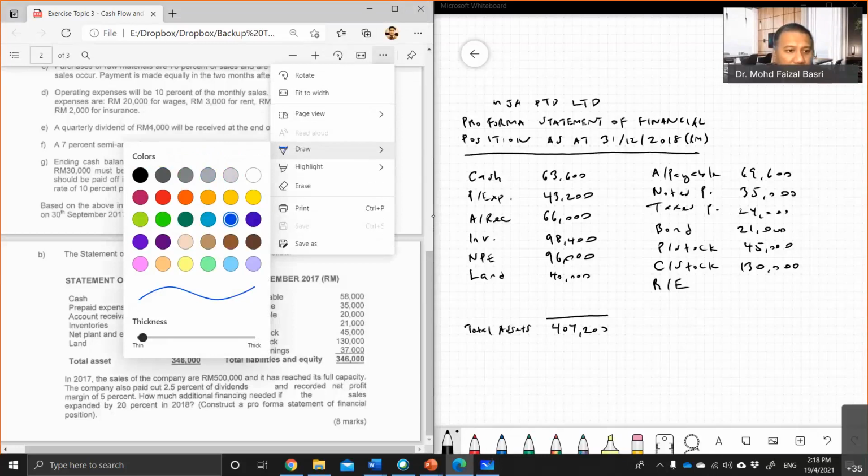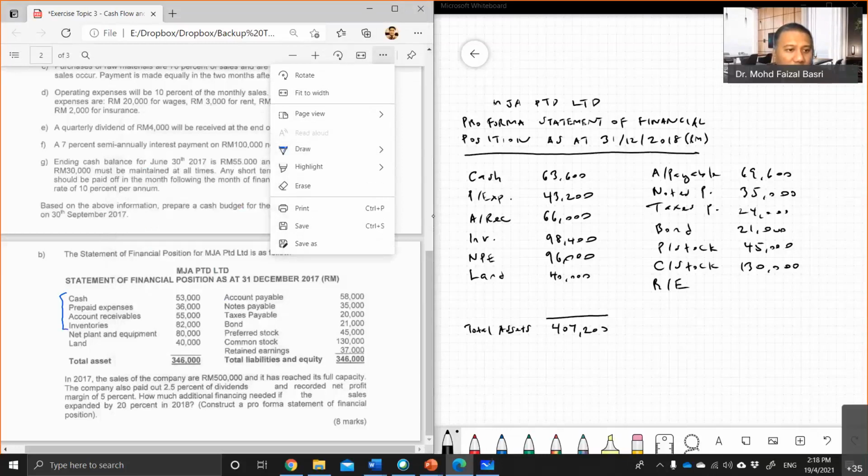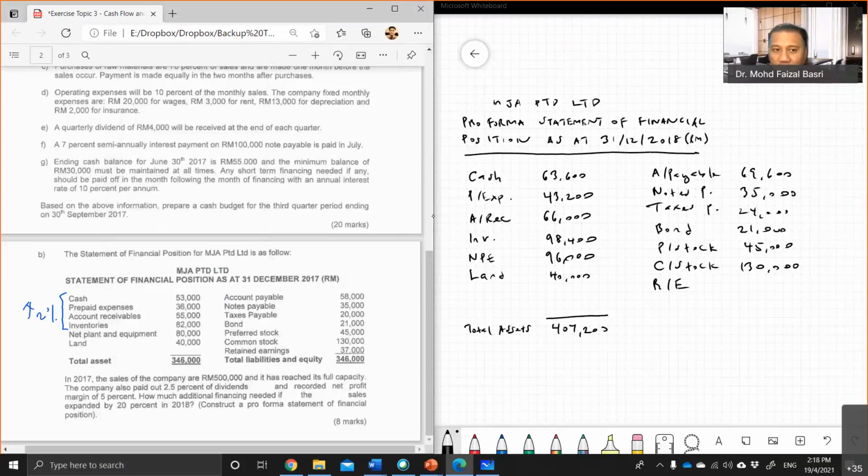So this part, we increase by 20%. No restrictions. All items under current assets, we will increase according to the percent of sales increment. No issues, no restrictions. Next, we're going to do the fixed assets.